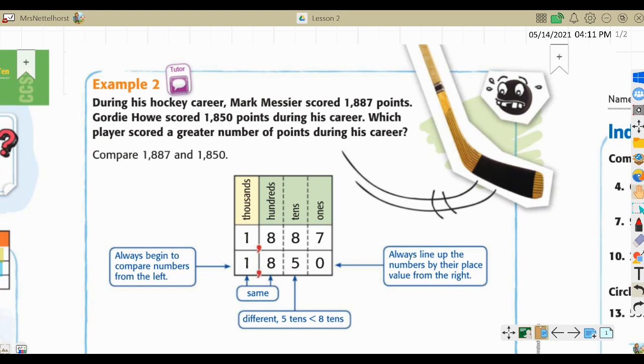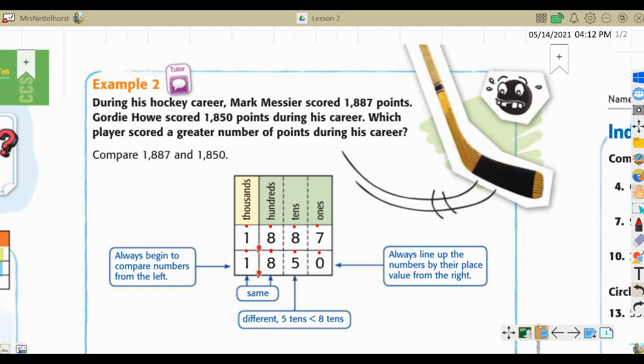Remember, starting with the ones place, 1,887 has 7 in the ones, 8 in the tens, 8 in the hundreds, 1 in the thousands place. 1,850 has 0 in the ones place, 5 in the tens place, 8 in the hundreds place, and 1 in the thousands place. Make sure that you always line up your digits starting on the right.